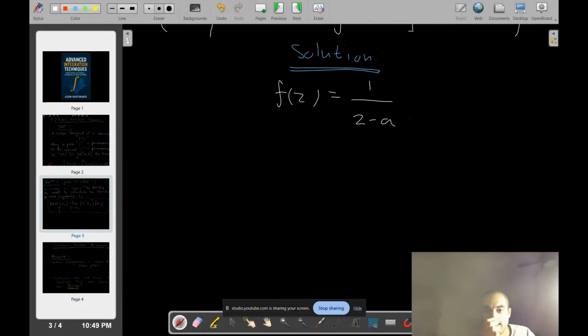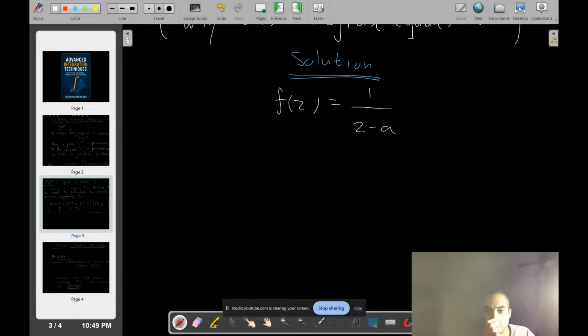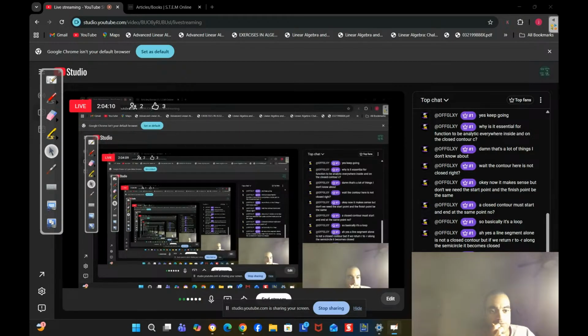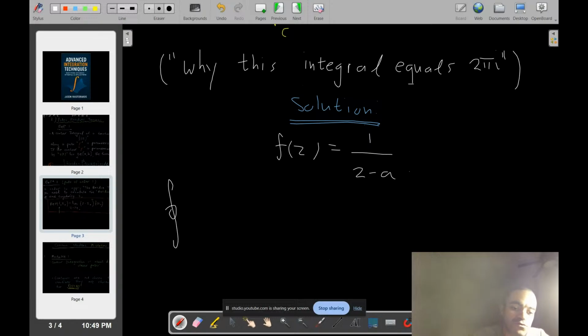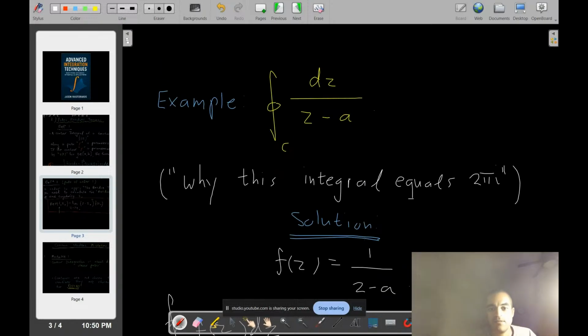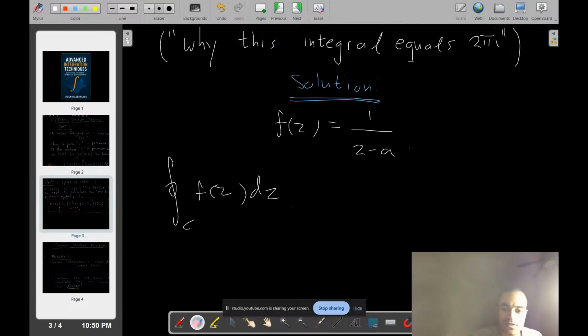Okay, so we're looking at this guy right here. So 1 over z minus a is our f of z. Okay, that's my f of z, right? How do I know that's my f of z? Because we know that a contour integral along C of f of z dz is written like this. And that means that my f of z is this 1 over z minus a, the complex function.